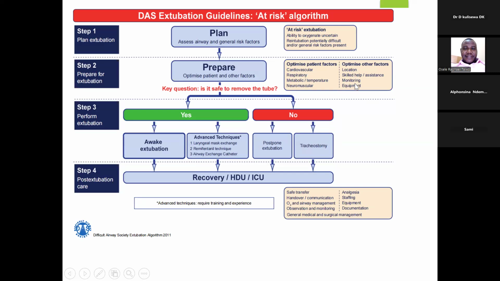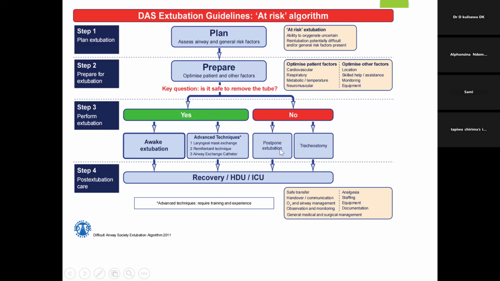The other factors are where you want to extubate. Do you have a skilled assistant? Is there monitoring and equipment? Do not rush. There is no rush about extubation. The key question is, is it safe to remove the tube? If it is, you can do it awake, or you can use advanced techniques. We can use the laryngeal mask exchange, or the remifentanil technique, by instituting remifentanil to create better conditions within the airway and also sedate your patients lightly, and it is short acting. Or you can use the airway exchange catheter, like I said. It's very good, and patients tolerate it better.